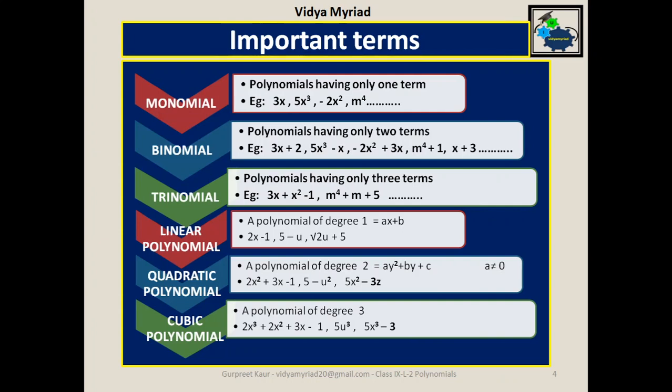In the same way, a cubic polynomial is a polynomial of degree 3, where the highest power will be 3. So like this you will differentiate. When you are asked about the terms, it will be monomial, binomial and trinomial. And when we are talking about the degrees, then you have to see whether it is a linear, quadratic or cubic polynomial.